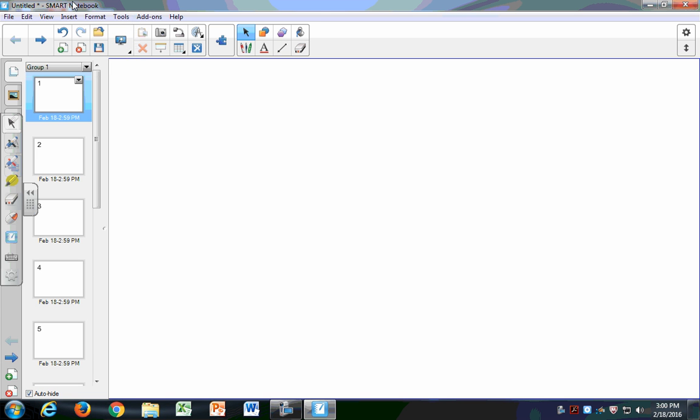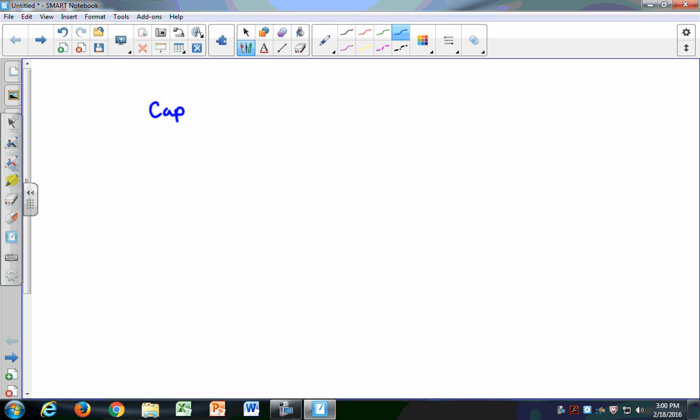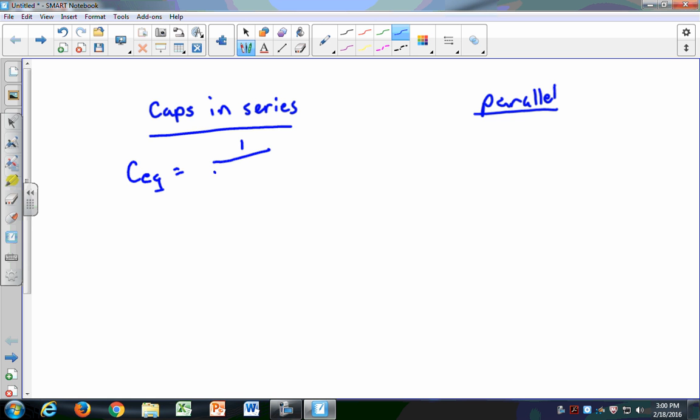Alright, so just remember those rules. We have those rules for capacitors in series and caps in parallel. You should have these already, but let me just remind you. In series, the equivalent capacitance is 1 over C1 plus 1 over C2 plus ... And so we'll do some equivalent problems to give you some extra practice. And then for those in parallel, the equivalent capacitance is just the sum of all the capacitors.